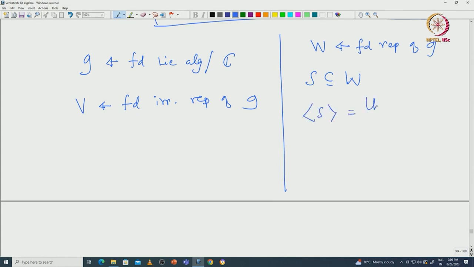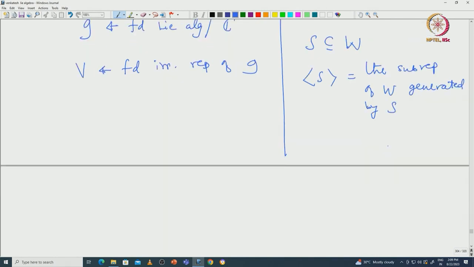So what is this? This is the sub representation of W generated by S. So what is it? It is actually, by definition, you can take it to be the intersection of all sub representations that contain S, okay. So you can take it to be the intersection of all W dash, where W dash is a G sub representation and S is contained in W dash.